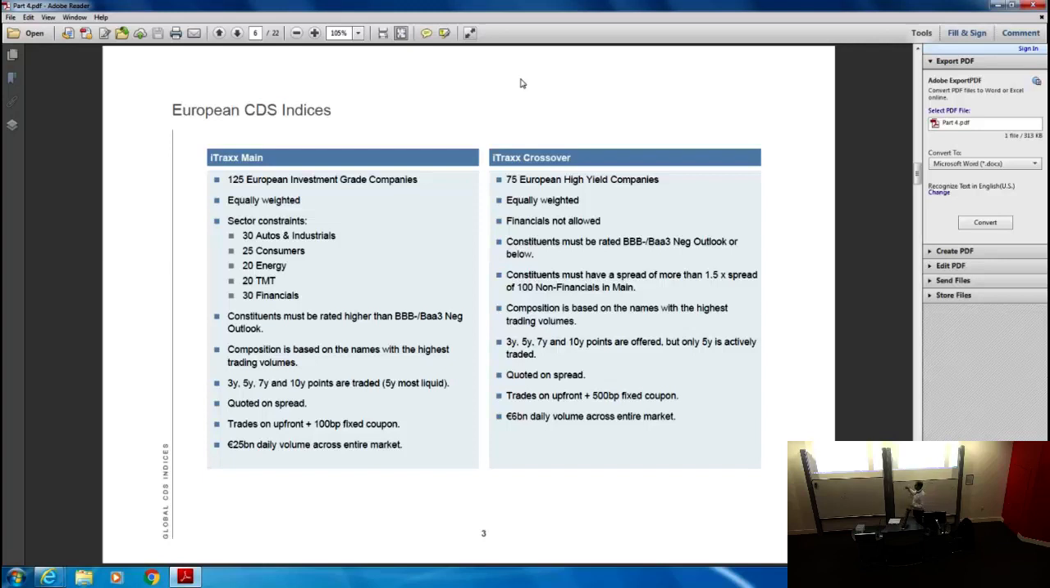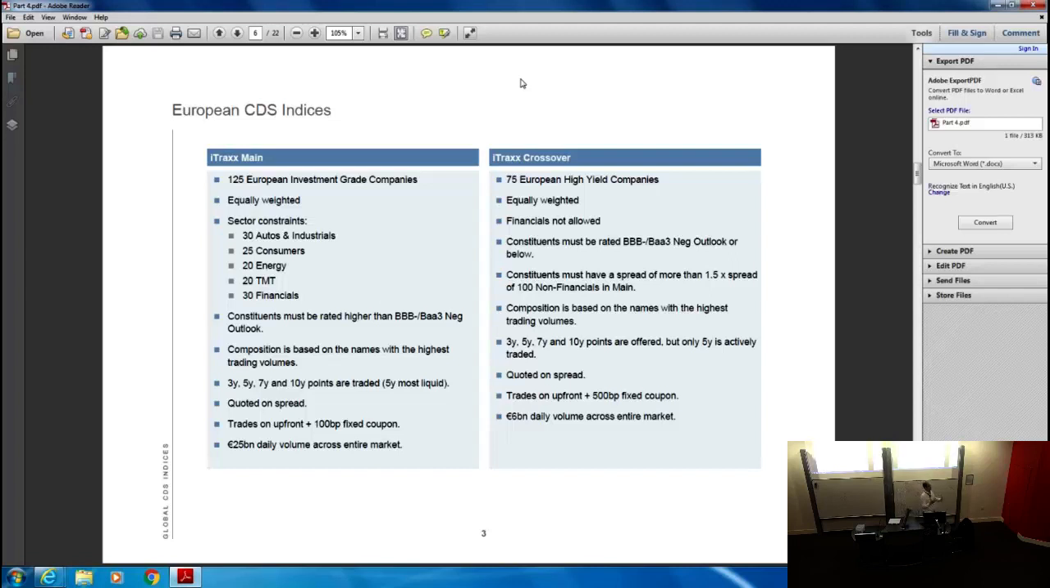All of the indices, in order to encourage liquidity, trade on an upfront plus 100 basis point basis. So your coupon is always 100 basis points in the iTraxx Main. If the index spread is below 100 basis points and you're a buyer of protection, you're going to receive an upfront in order to enter that contract, because your coupon is going to be 100 basis points and you're going to pay that over the life of the contract.